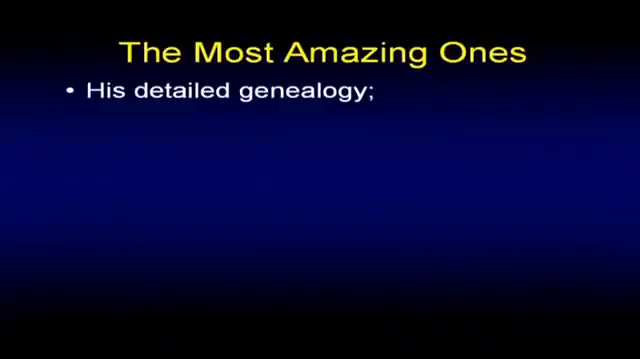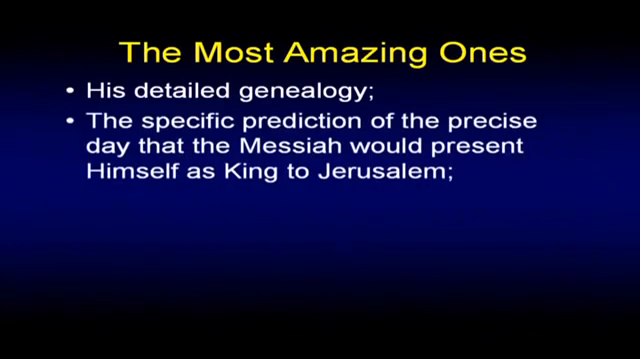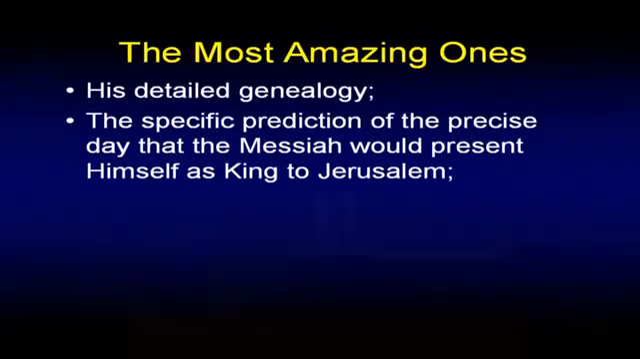His detailed genealogy is staggering to lay out. The specific prediction of the exact day that the Messiah would present himself as king to Jerusalem. The prophet Gabriel told Daniel 500 years earlier the exact day that Jesus would present himself as a king, riding that donkey in Jerusalem. Staggering in itself. Just that one thing is such an absolute demonstration that Jesus is exactly who he claimed to be.